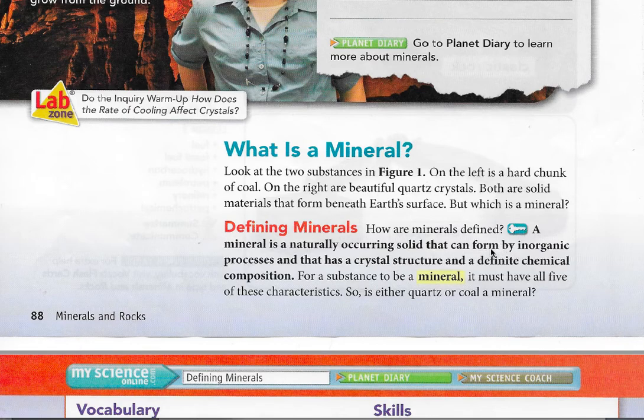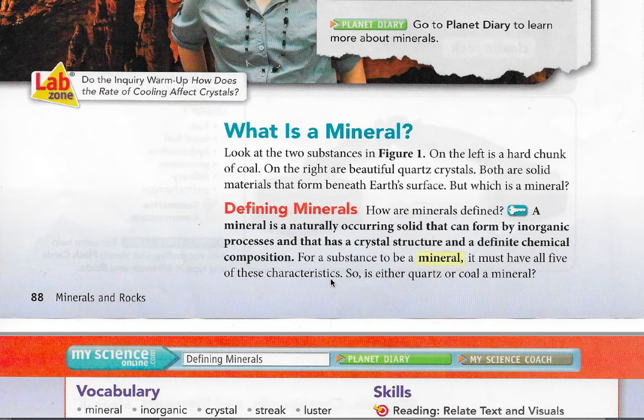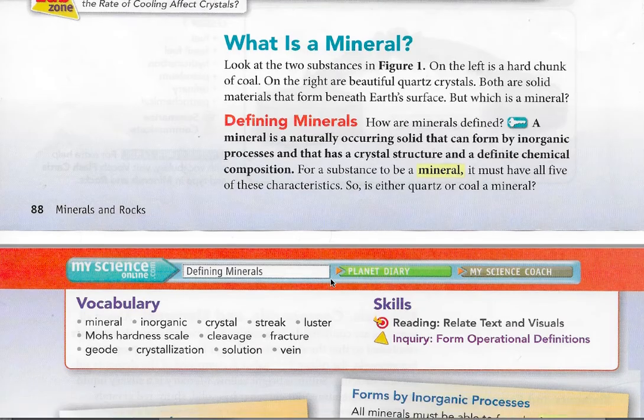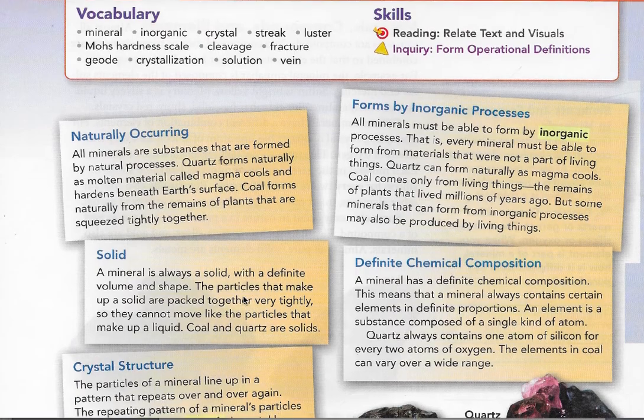And you should write that in your notes there. You must know if it's missing one of those five things, it is not a mineral. If it's not solid, it's not a mineral. It can be all those other things. It can be naturally occurring, can form inorganically, can have a crystal structure and definite chemical composition, but if it's not solid, then it is not a mineral. For a substance to be a mineral, it must have all five of these characteristics. So, is either quartz or coal a mineral?